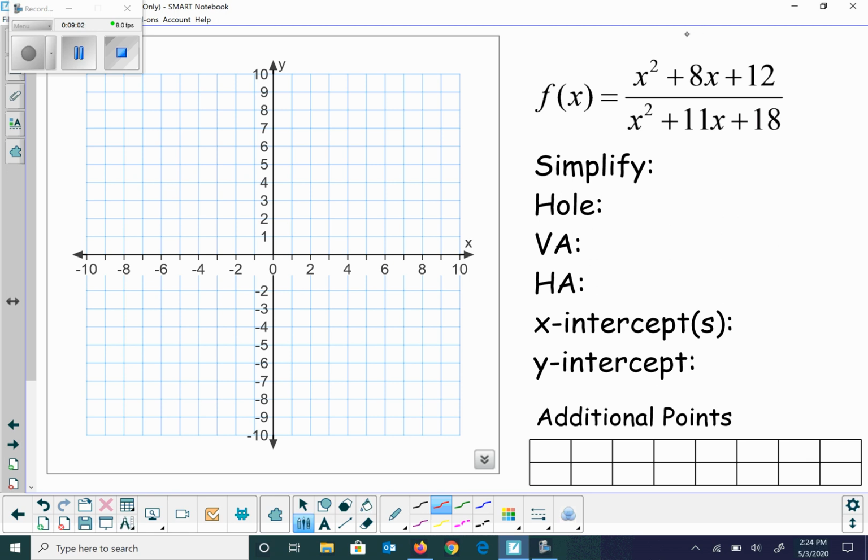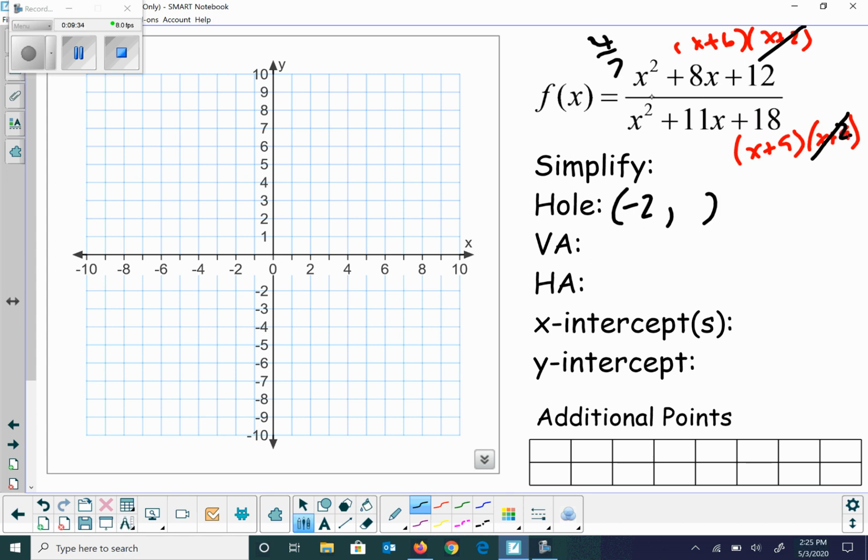All right, so let's factor the top. Top's going to factor to x plus 6 and x plus 2. The bottom's going to factor to x plus 9, x plus 2. So my x plus 2's are going to cancel out, so my hole is going to be at -2. Plug -2 in what you have left, so -2 plus 6 is 4. -2 plus 9 is 7, so -2 comma 4/7. So somewhere in there is a hole.